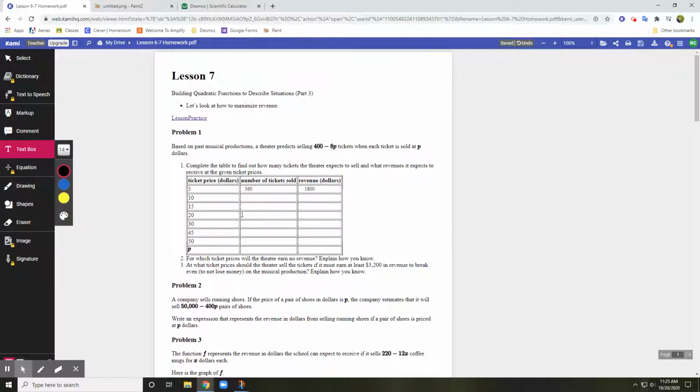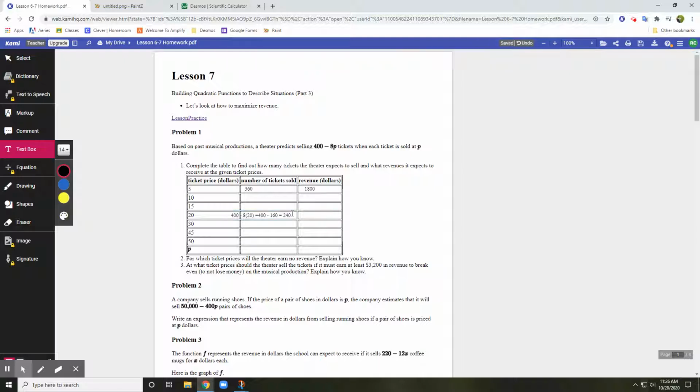Let's pick one more random one just in the middle. So we'll pick 20 just for the sake of picking 20. So that's going to be 400 minus 8 times 20. 8 times 2 is 16, add the 0 is 160. So that's going to be 400 minus 160, which equals 240. Yep, 240. I'm sticking with it.